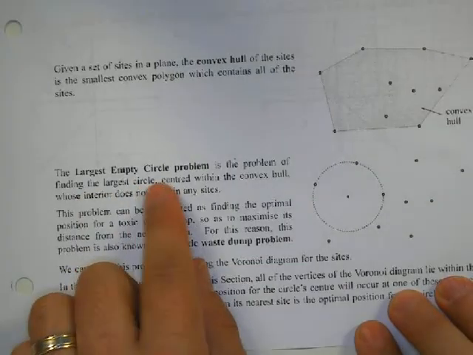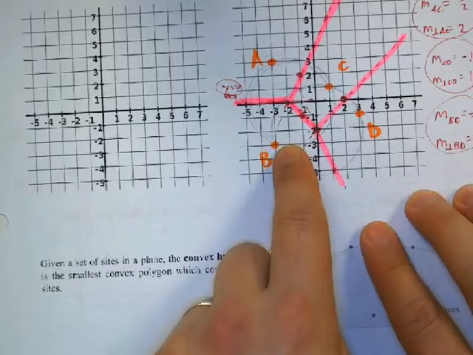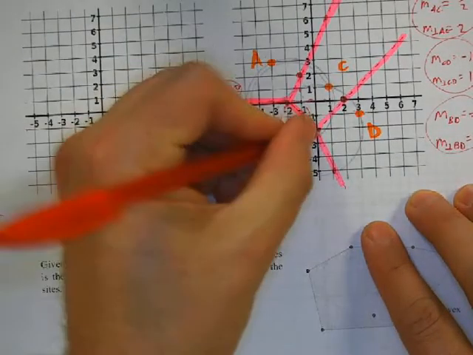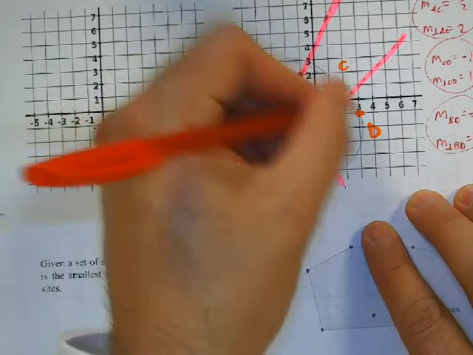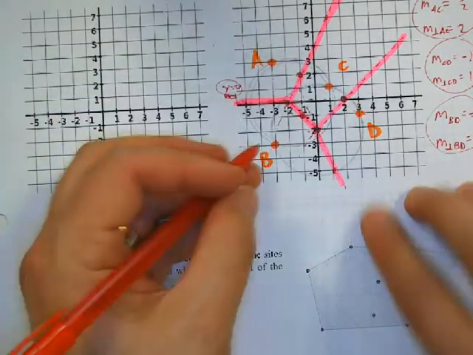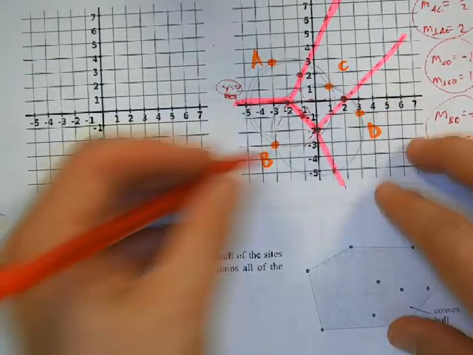So the concept of largest empty circle is that this space in between the circle, so the vertex is the furthest place away from any of these sites B, C, and D. And the bigger the space is, then the farther this vertex is away from any particular point.